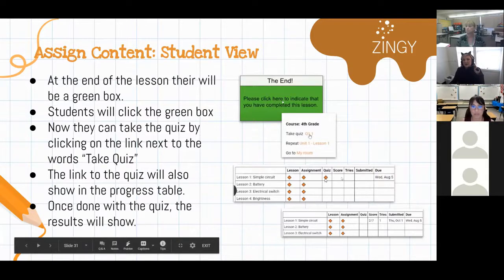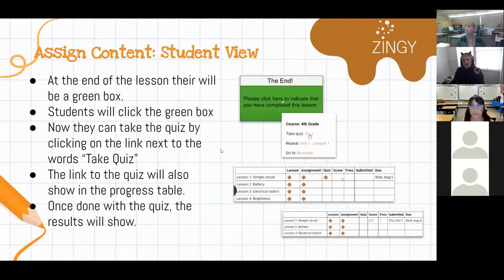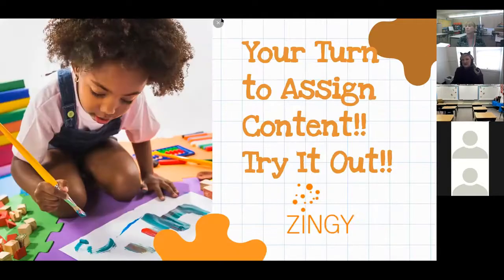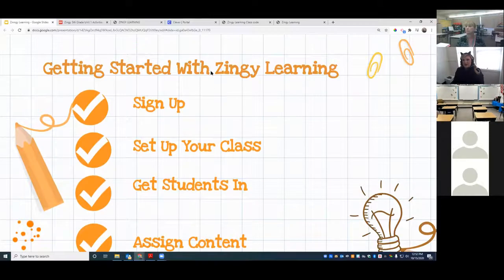And so when do they actually see that diamond under quiz? Well, they have to go through the entire lesson. At the end of the lesson, they click the end, take quiz, and then they get a little diamond there. So I'm going to model this for everybody.